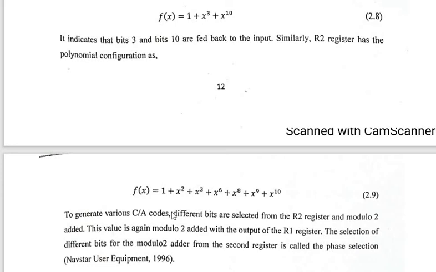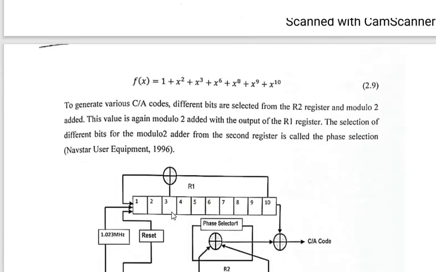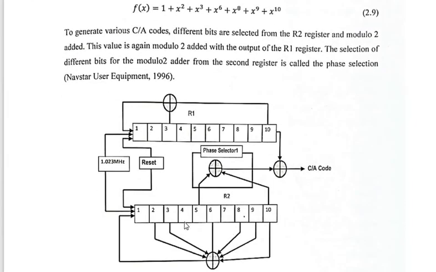Now for the second register, the polynomial equation is 1 + x^2 + x^3 + x^6 + x^8 + x^9 + x^10. See here: x^2, x^3, x^6, then 8, then 9 and 10. These are all fed back.